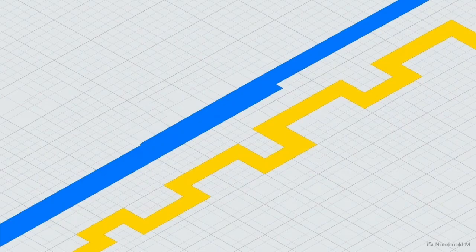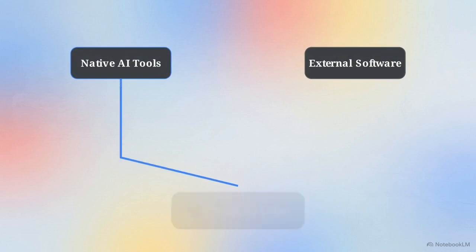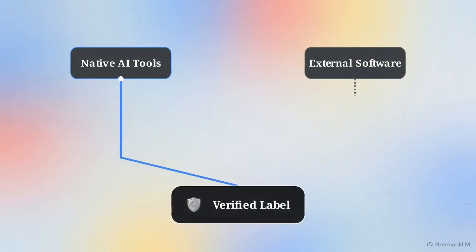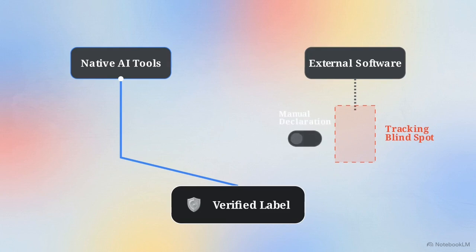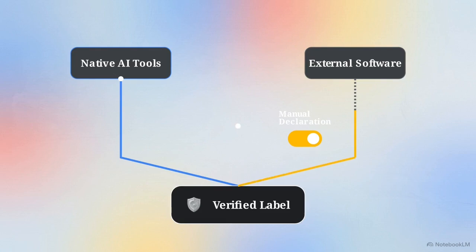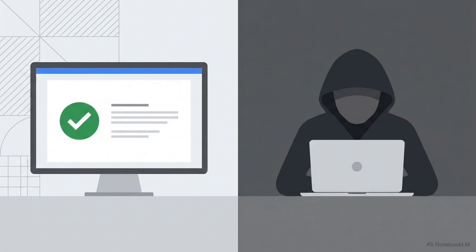Once an ad is flagged, it is tagged through a dual mechanism model. The route it takes depends on where the ad was created. With native tools like Performance Max, AI tags apply automatically. Data flows straight to a verified label. But external software like Midjourney creates a blind spot. Google cannot verify these origins. To fix this, advertisers manually declare AI use with an ad's dashboard toggle. This highlights a vulnerability in the pipeline. While native tools allow for automated tracking, external generation relies on a self-reporting honor system.